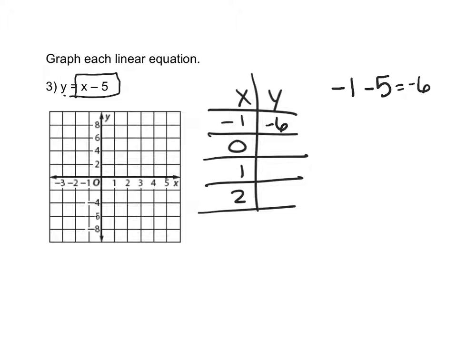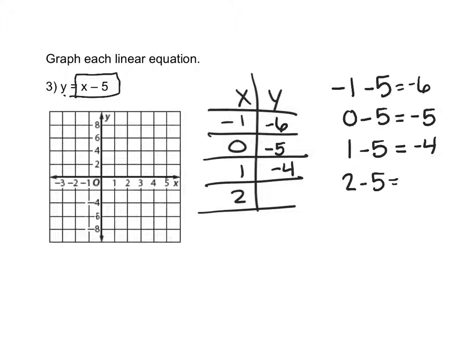Okay. What's my next input? It's going to be 0. If I input 0, I output what? Negative 5. Okay. If I input 1, what do I output? No, 1 minus 5 is negative 4. And then if I input 2, negative 3.